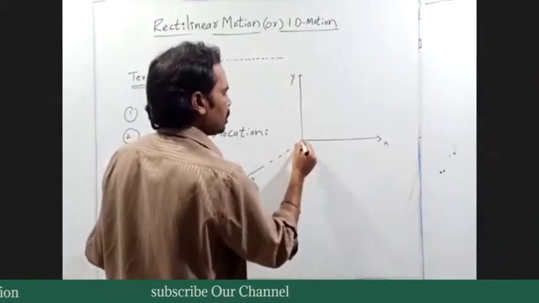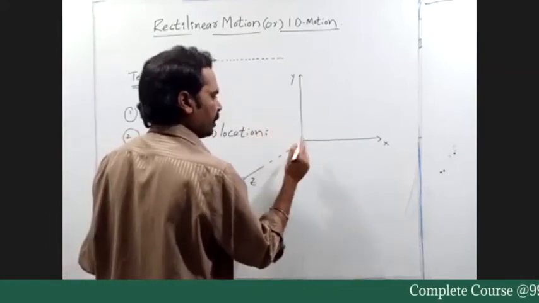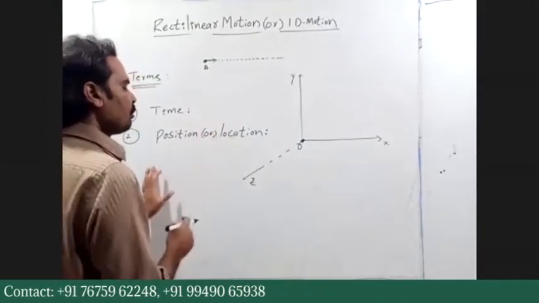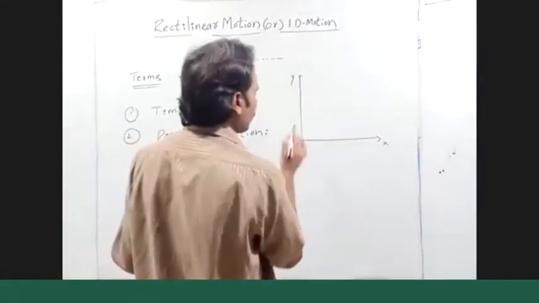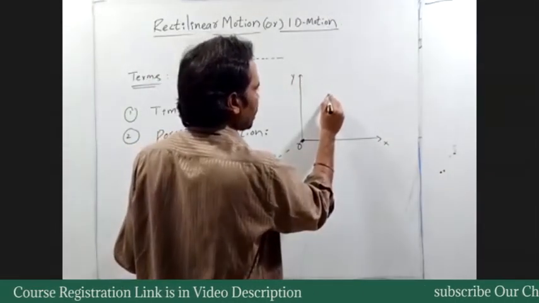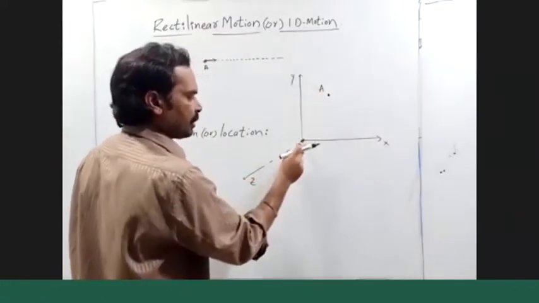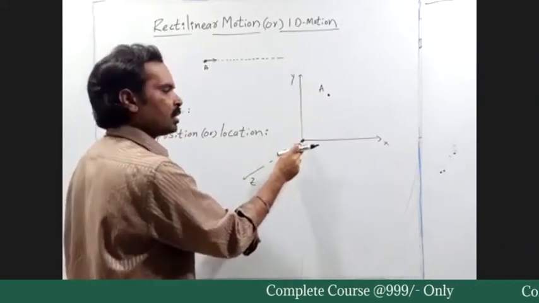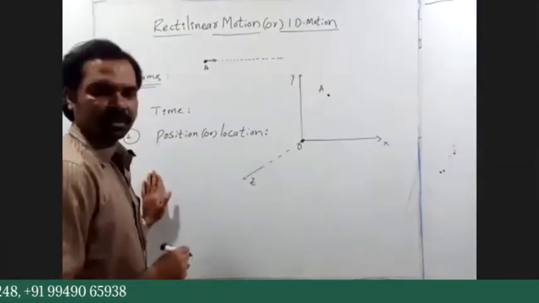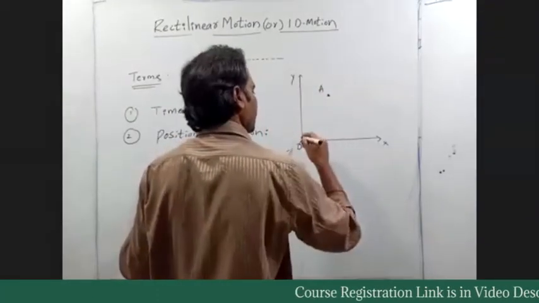Now with respect to this frame of reference, we can specify the position of the moving particle at a particular instant. For example, at some instant the particle is at one point in space. We can specify this point's position with respect to the origin of this reference system by constructing the position vector. We draw the position vector of this point A.